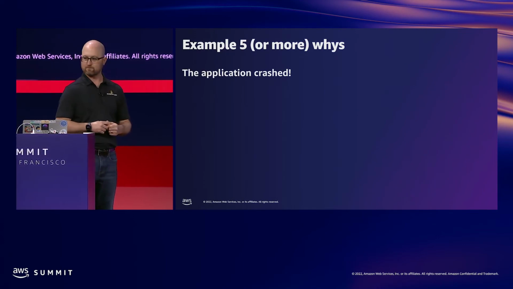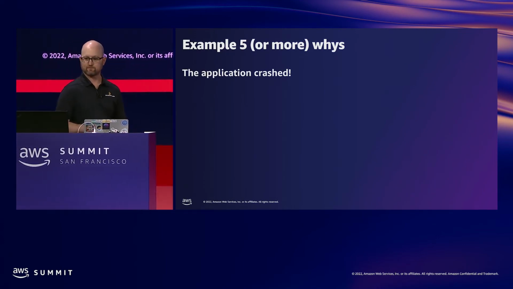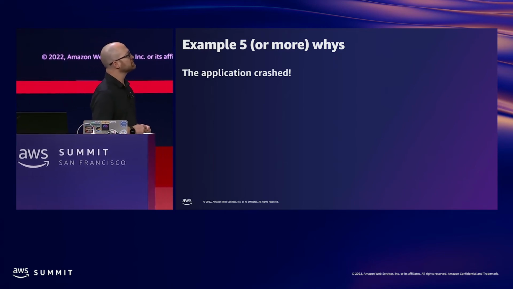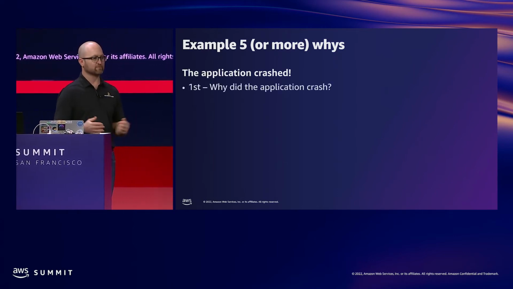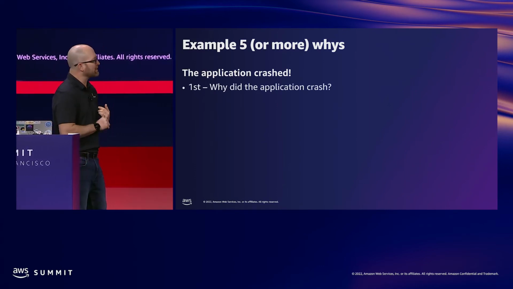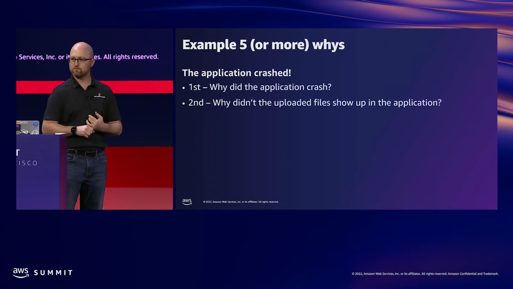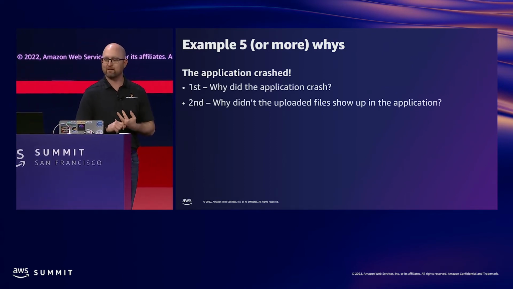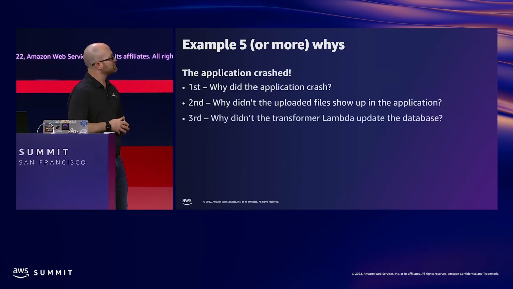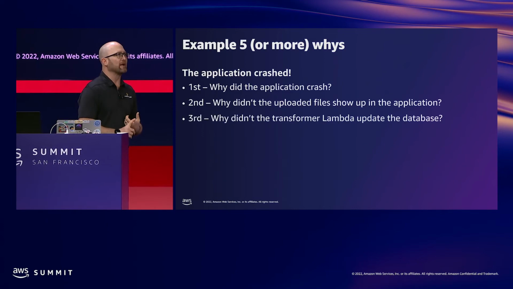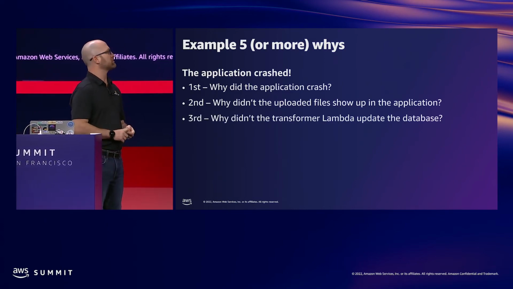Okay. Now, for the 5 whys, the idea, again, is to determine or find the root cause. Johnny, can you help me again here? Sure. Johnny, why did the application crash? The uploaded files never showed up in the application. Now, why didn't the uploaded files show in the application? There was a transformer lambda that didn't update the database. Why didn't the transformer lambda update the database? The transformer lambda execution had an error.